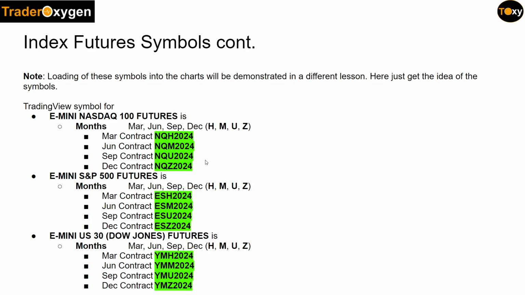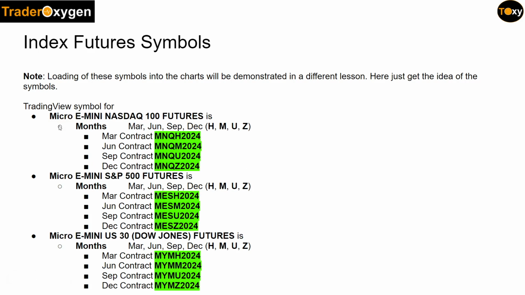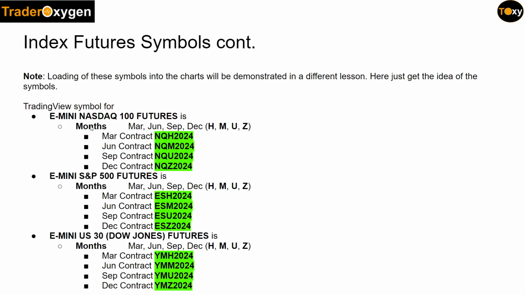Once again, don't worry if this is not clear. There are two versions of choice for you. One is the micro version and the other one is the E-mini version. We will show this to you practically in the next lessons. Okay, let's see what's next.